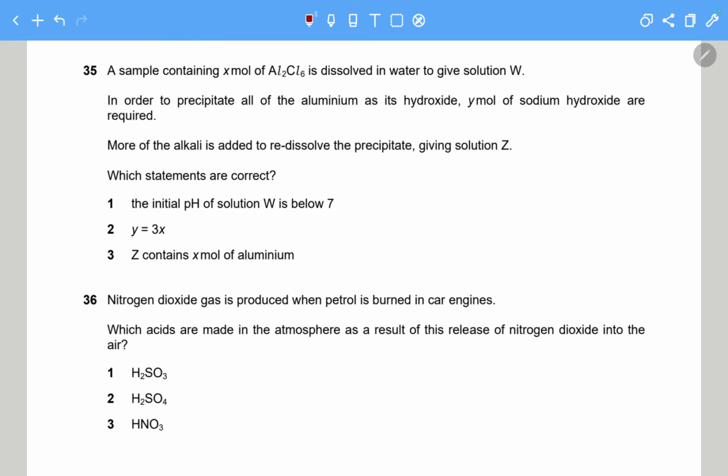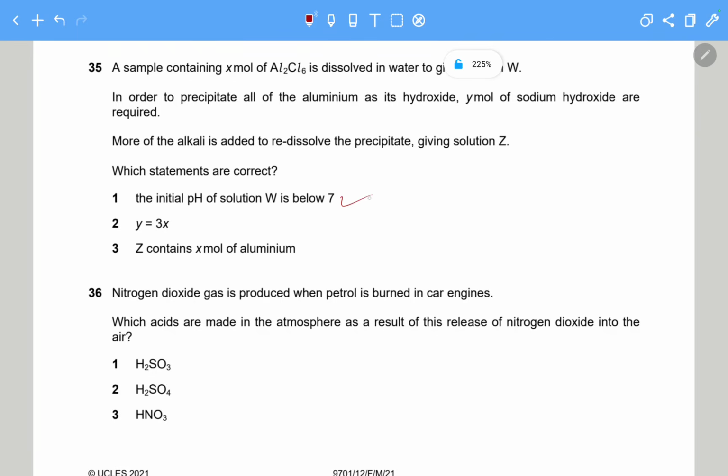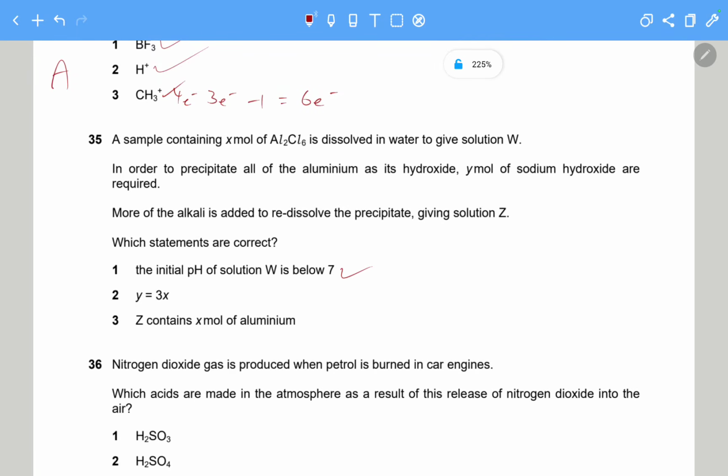A sample containing X moles of Al2Cl6 is dissolved in water to give solution W. In order to precipitate all of the aluminium from its hydroxide, Y moles of sodium hydroxide are required. More of the alkali is added to redissolve the precipitate, giving solution Z. The initial pH of solution W is below 7. That is correct, because as Al2Cl6 dissolves in water, we get HCl, which is acidic.